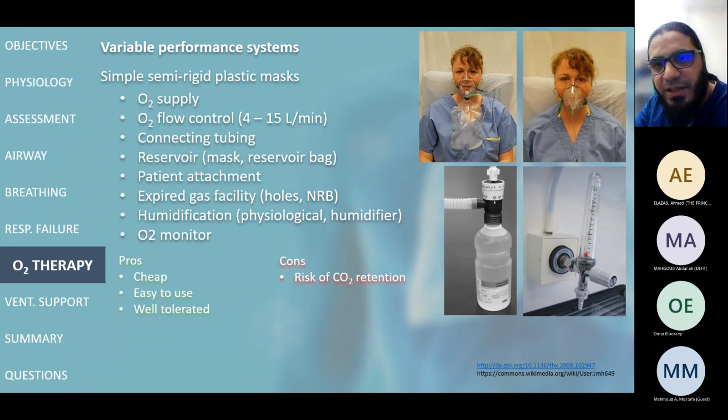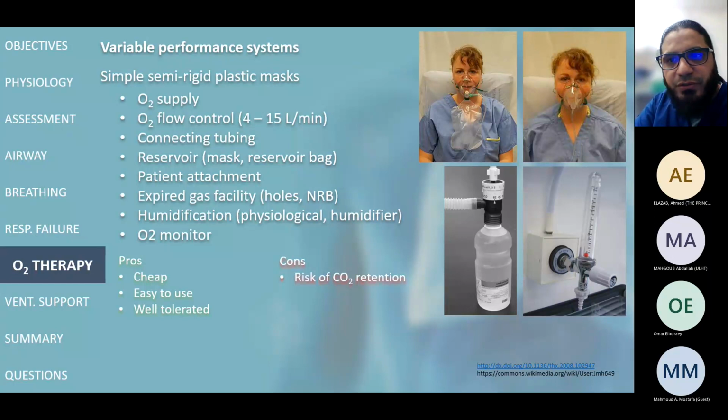The patient attachment again is well tolerated by the patient and simple to use. The expired gas will go through small holes. You can see it on the sides of the face mask, and this mask also can be turned into a non-rebreathe system. So these holes can have a valve on it, which will be a one-way system. It will allow the exhaled air to go out, but it won't allow the patient to rebreathe it again.